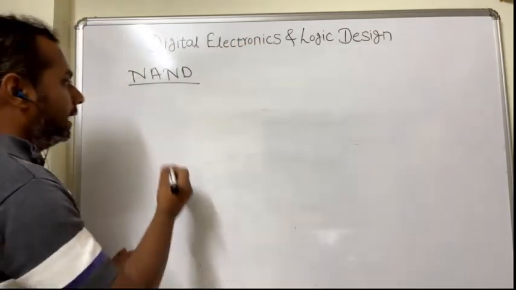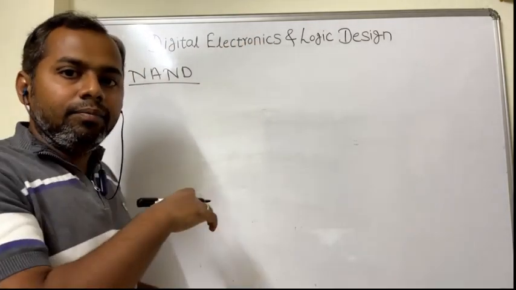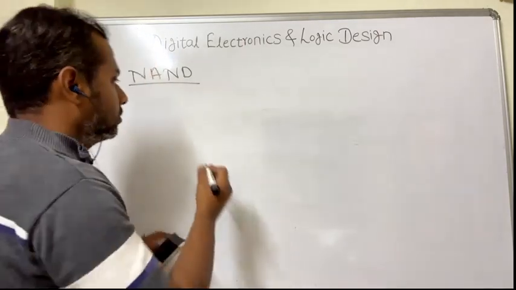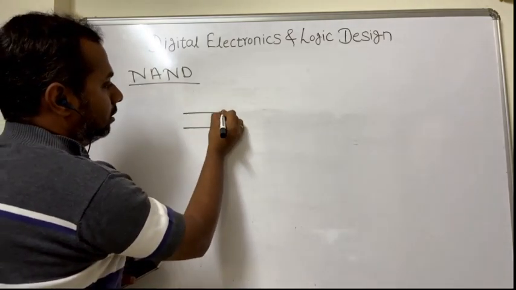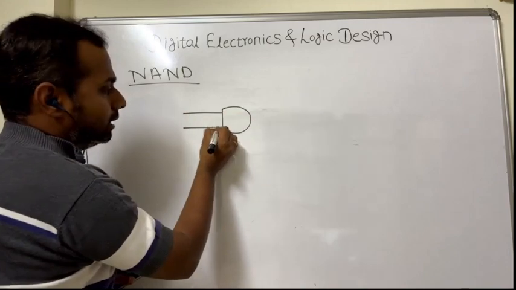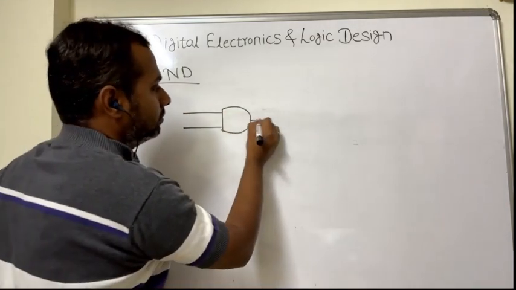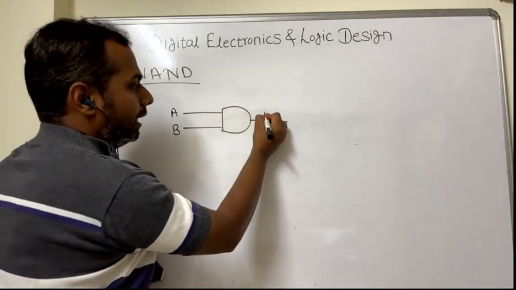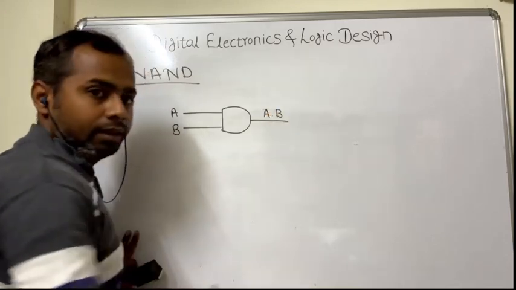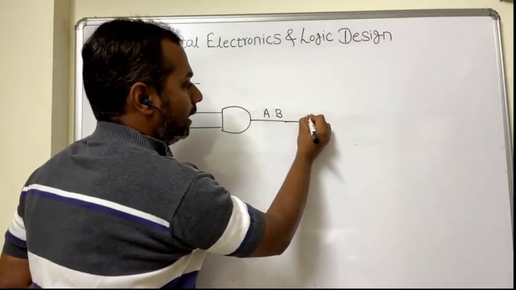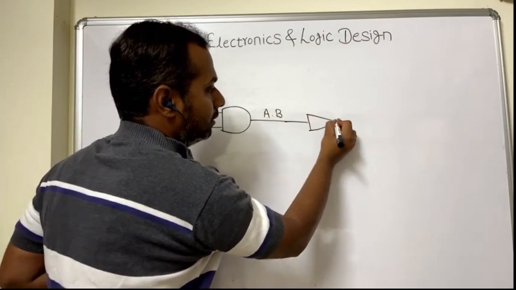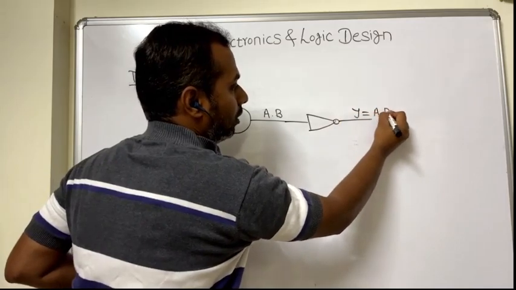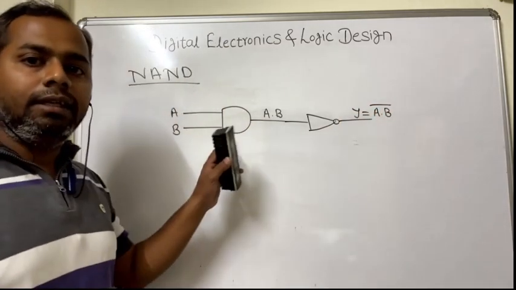So the first is NAND gate. Within its name there is a meaning. NAND is a combination of AND gate and NOT gate. This is an AND gate with two inputs. Suppose inputs are A and B. The output of this AND gate is A and B. Now this output we apply as an input to the NOT gate, and here we get the final output as A dot B complement, and that is the NAND gate.